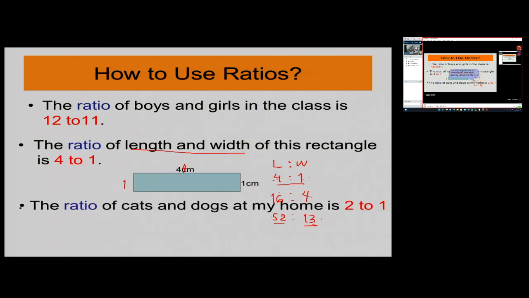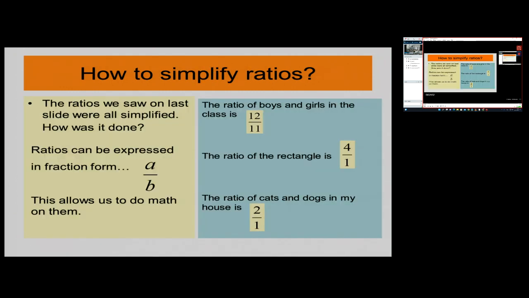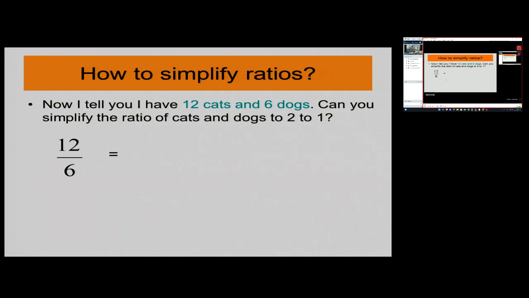So anyway, again, a ratio can be written in the form of a fraction or the colon form. Now, we're going to simplify. Simplify means getting the lowest term. If you have the ratio of cats to dogs, which is 12 to 6, what is the simplest form of the ratio you will have?